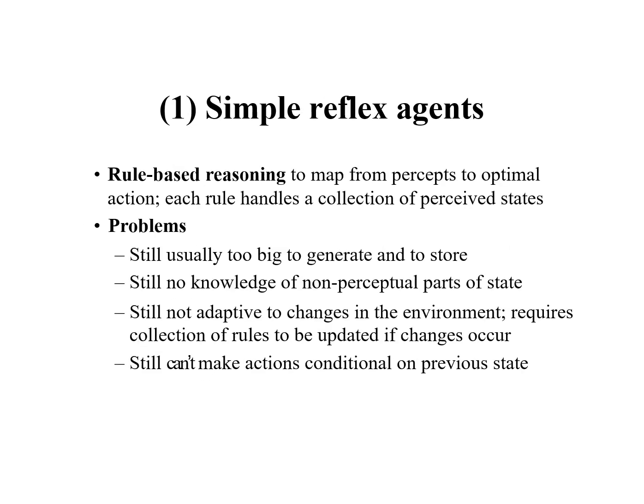Next, here we'll be talking about simple reflex agents. Okay, the simple reflex agents use rule-based reasoning. Here, rule-based reasoning maps from percepts to optimal actions. Each rule handles a collection of perceived states. Okay, here optimal actions are produced from the mapped percepts.